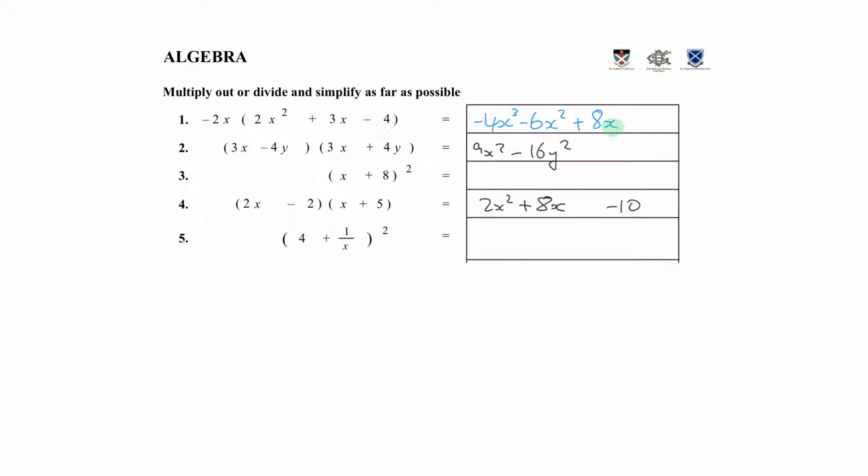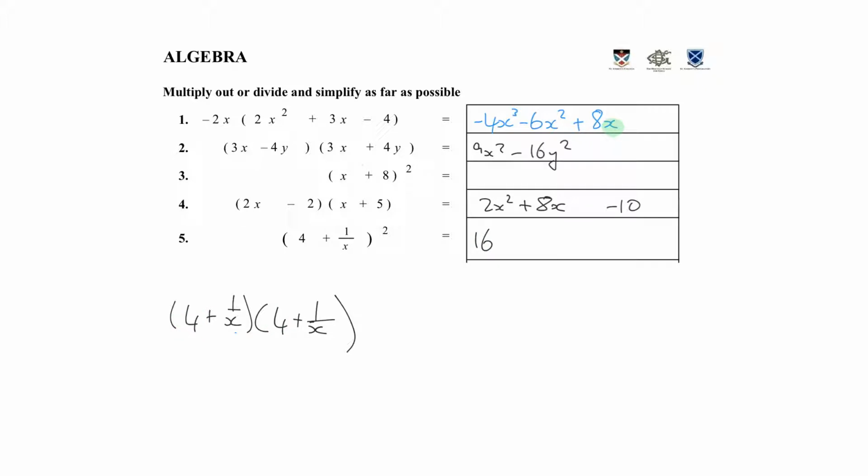Next up, we've got question 5, and if we're squaring something, it means you multiply it by itself. So let's rewrite this as 4 plus 1 over x times 4 plus 1 over x, so we can see what we're doing. Now it looks like question 2 and question 4. Multiply every term in the first bracket by every term in the second bracket. So 4 times 4 is 16. Not too bad so far.